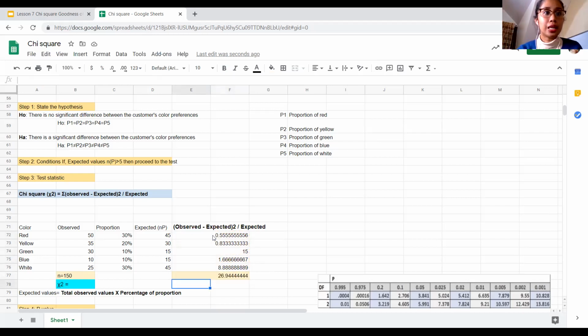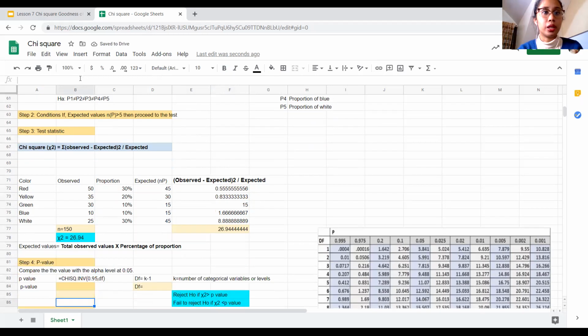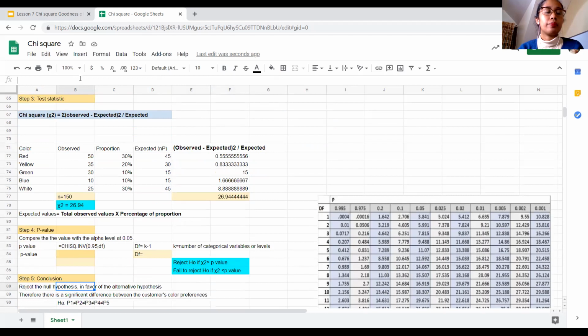Yan. So, 26.94. Ang chi-squared natin, 26.94. Yan. Please watch out for your decimals. Napansin ko, iba-iba kayo ng sagot sa decimal point pag iba-iba yung round off nyo. Okay.